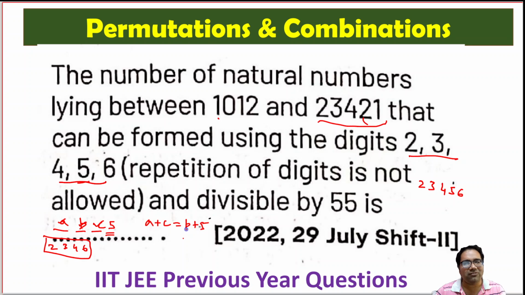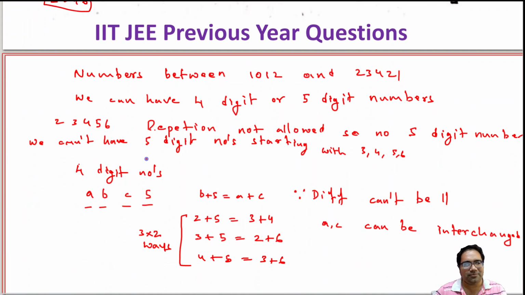Now let's start with B, and 5 is fixed. B plus 5 equals A plus C. If B is 2, what are the options? 3, 4 and 6. Then 2 plus 5 is 7, and A and C can be 3 plus 4, either 3, 4 or 4, 3. Similarly, B as 3: 3 plus 5 is 8, and A and C can be 2 and 6, either 2, 6 or 6, 2.